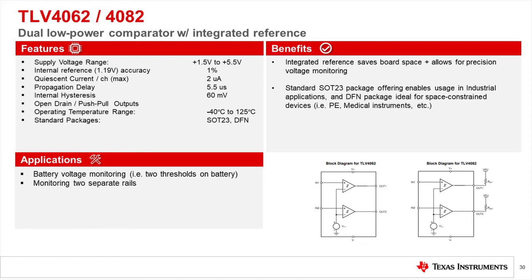This reference has a high threshold accuracy of 1% over temperature with a 60 millivolt internal hysteresis. Because of this, the TOV 4062 and 4082 are well suited for applications such as monitoring two different thresholds of a battery. One threshold could be for a warning level, and a second threshold could be for shutting down and turning off the device if it reaches a certain level.